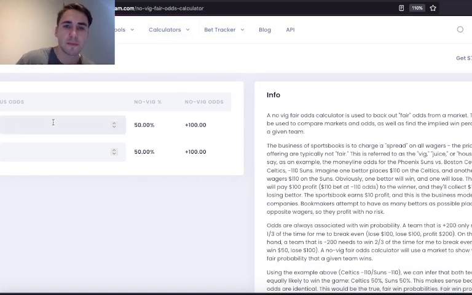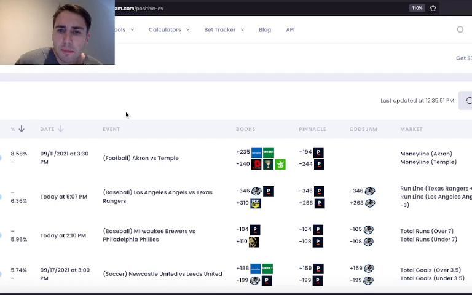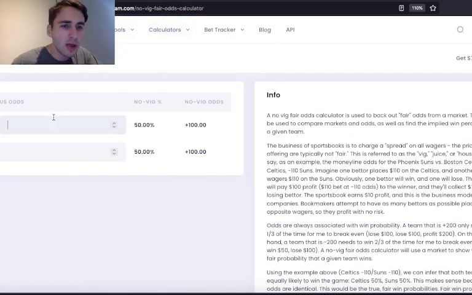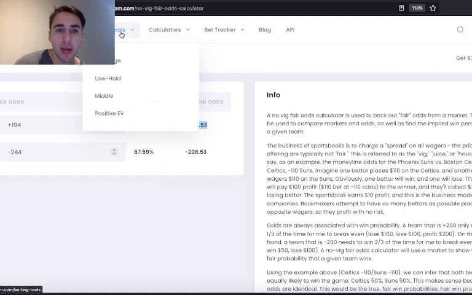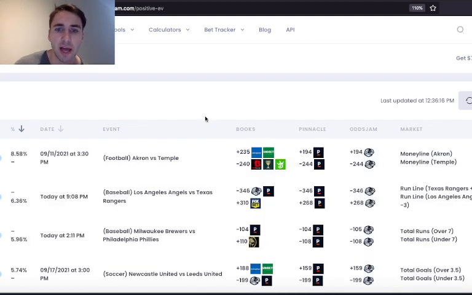So no vig odds. What was Pinnacle's market? Go back to the plus EV page quickly just to see the market. Plus 194, minus 244. So essentially, if Pinnacle had no vig, if they didn't charge a spread, the fair odds for the game, the no vig fair odds, if you want to read this, you can read that, would be plus 208. So Pinnacle's market is implying that Akron, I believe it was, should be roughly plus 208 odds, and we're getting plus 235 on Twin Spires.